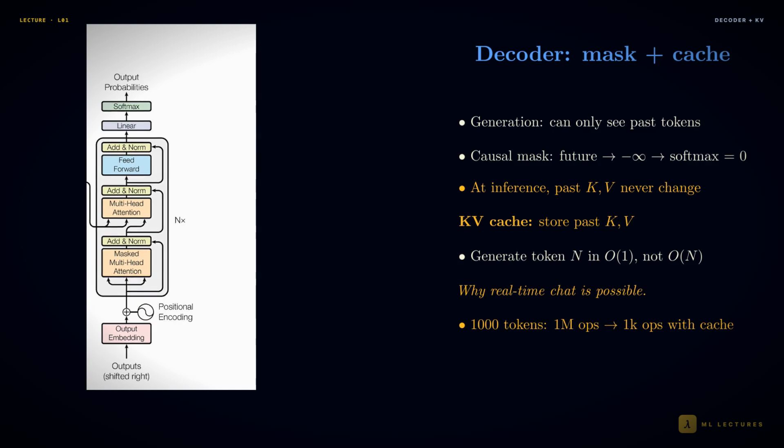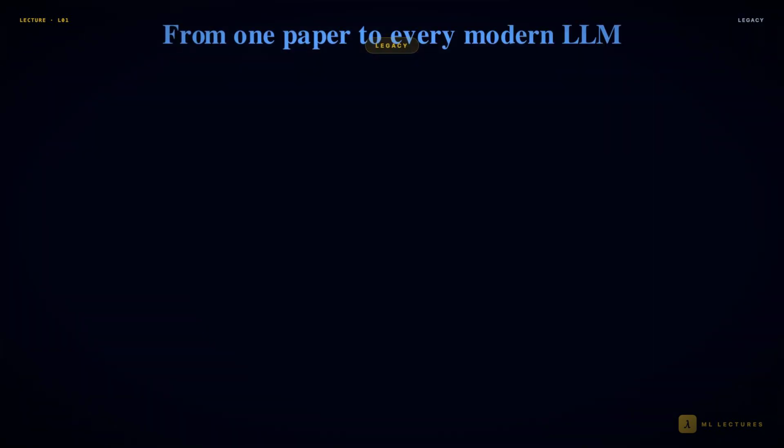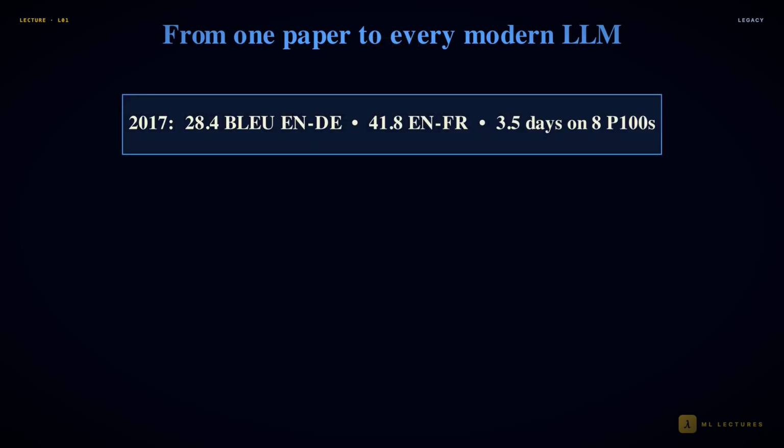The original results were good. 28.4 BLEU on English to German. 3.5 days on 8 P100 GPUs. But the much bigger story was not obvious in 2017. Because attention is fully parallel, the architecture could be scaled in ways recurrent models could not.